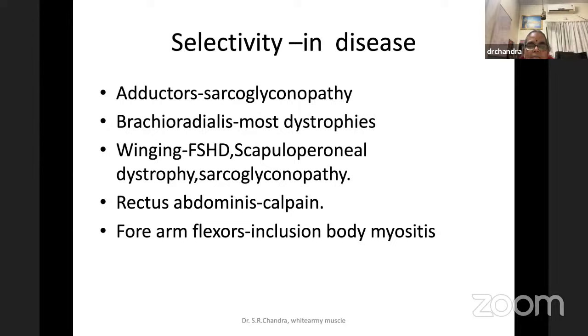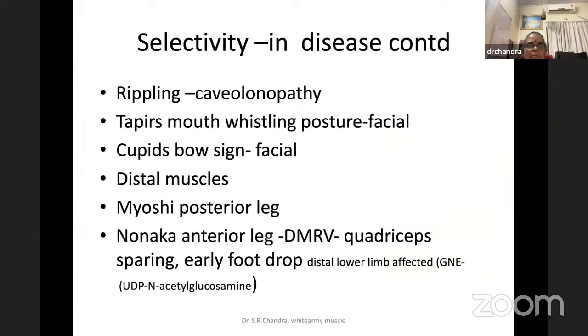Brachioradialis is very weak or absent in most dystrophies except FSHD. Winging of the scapula is seen in FSHD, scapuloperoneal dystrophies, and sarcoglycanopathies. Rectus abdominis early involvement resulting in a protuberant abdomen is seen in calpainopathies. Forearm flexors are early involved in inclusion body myositis. Then rippling muscles, caveolinopathy. Then tapir mouth and whistling posture, facioscapulohumeral. Cupid's bow sign indicates facial muscle involvement, not necessarily FSHD. Some kind of craniofacial muscle involvement is seen in central core disease and other mitochondrial disorders.